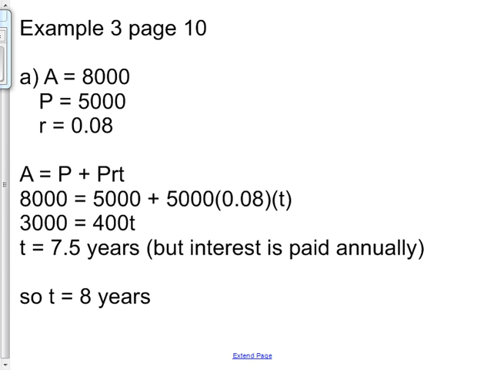Take a look at example 3 on page 10. Ingrid invested her summer earnings of $5,000 at 8% simple interest paid annually. She intends to use the money in a few years to take a holiday with a girlfriend. How long will it take for the future value of the investment to grow to $8,000? So A is $8,000. That's the future value. The principal she's investing is $5,000 at a rate of 8% or 0.08. So using our formula, we can plug in what we know, simplify, and then solve for T, and we get that T is 7.5 years. But because the interest is only paid annually, you have to round up to 8 years.